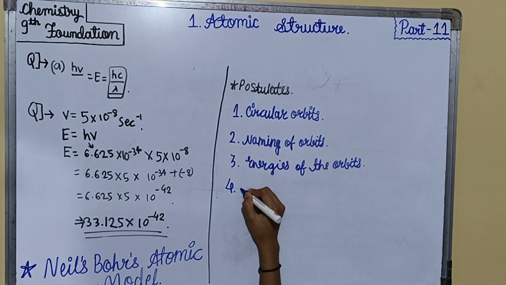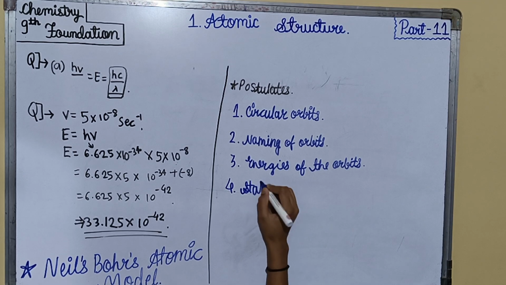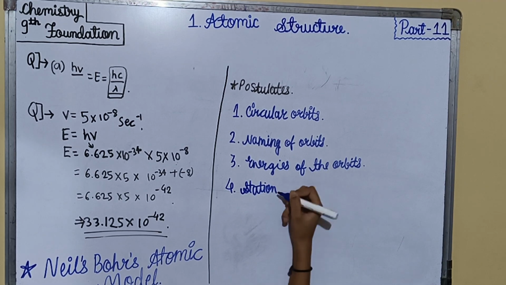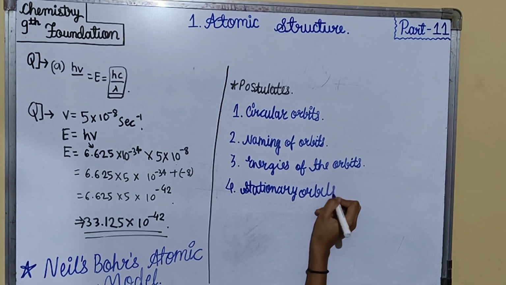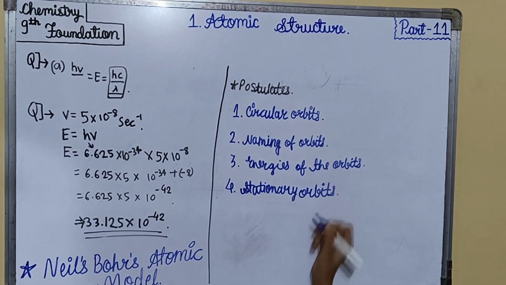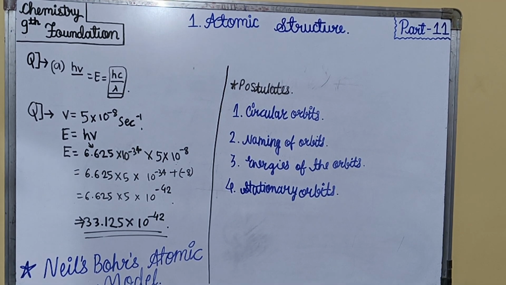Fourth is stationary orbits. As long as an electron is in a particular orbit, its energy is constant. That is, it neither loses energy nor gains energy. Therefore, these orbits are called stationary orbits.